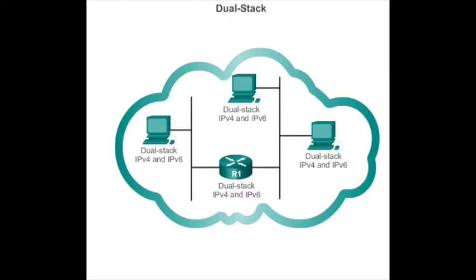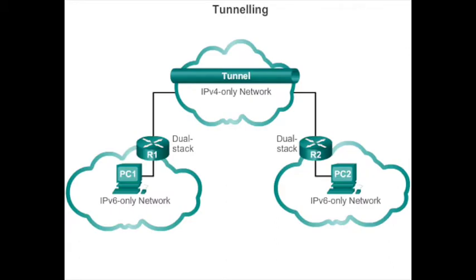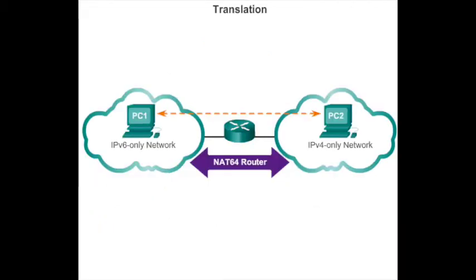They are the dual stack, which allows IPv4 and IPv6 to coexist on the same network; the tunneling, which is a method of transporting an IPv6 packet over an IPv4 network by encapsulating the IPv6 packet inside an IPv4 packet; and the translation, which allows IPv6-enabled devices to communicate with IPv4-enabled devices using a translation technique similar to NAT for IPv4. So this means that an IPv6 packet is translated to an IPv4 packet and vice versa.